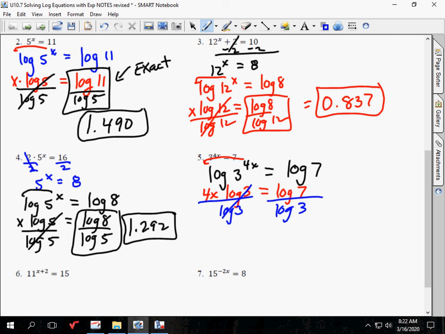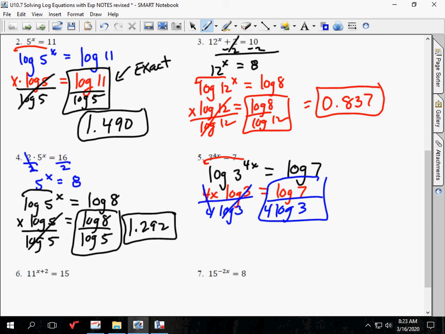But because it's being multiplied by 4, we could divide by 4 now also at the same time. And that'll cancel the 4 out. So here's our exact answer. Okay. Now you could do it separate and write log 7 divided by log 3 equals 4x, and then divide that answer by 4.